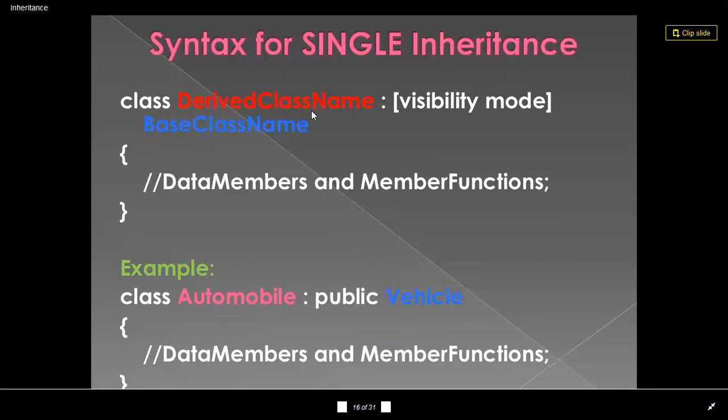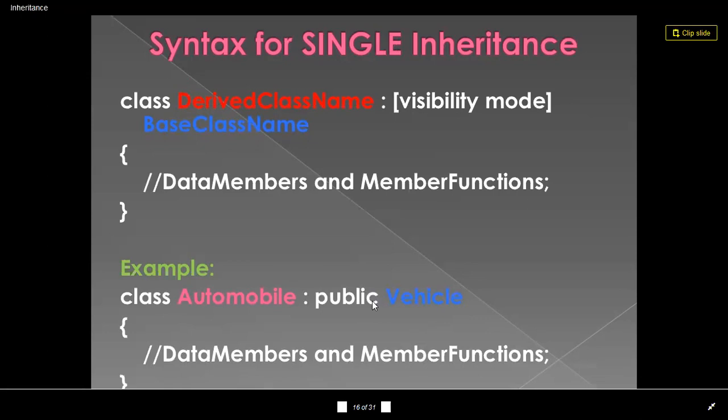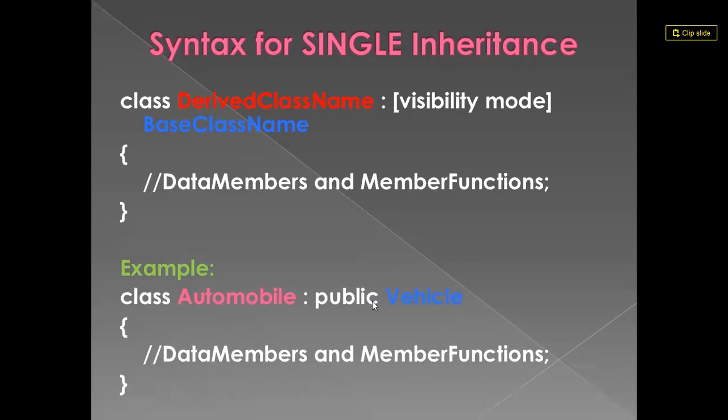So you will have a derived class. Let's assume this is our derived class in red. What will be the visibility mode? And the name of the base class. So let's assume the example I was talking about, that is car. I have already created a class called vehicle, and I have asked you in the question to inherit this vehicle class and add this function. Let's assume I haven't implemented the function of door. So I have asked you to inherit my class and add door, or add a speed or something.